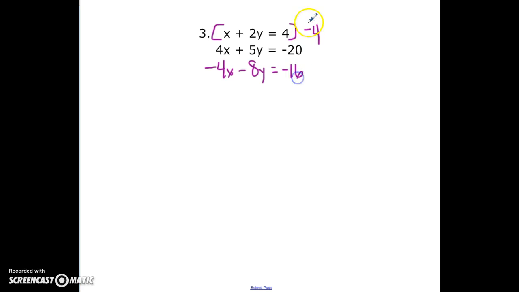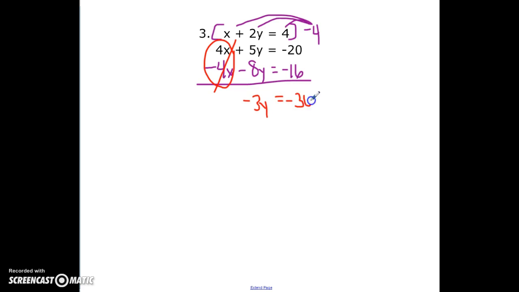Don't forget you have to multiply each term. A lot of people forget about this last one, and that's going to mess you up. So I have a 4x and a -4x, which would cancel. Positive 5 minus 8 is -3y. And then -20 and -16 is -36. Divide both sides by -3. So y is 12.